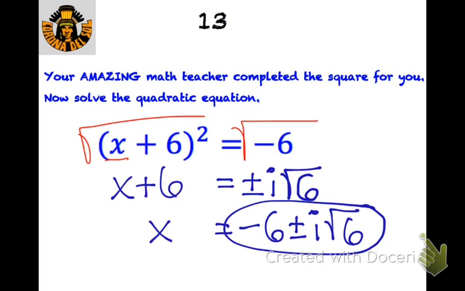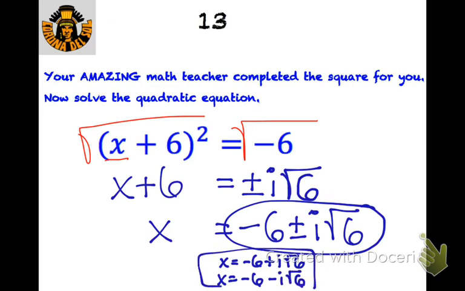If for some reason you need to separate them, then you can. You could say x equals negative 6 plus i radical 6, and you could say x equals negative 6 minus i radical 6, just to see them separate as well. But I really like them together like that, particularly when they're radicals or imaginary numbers.